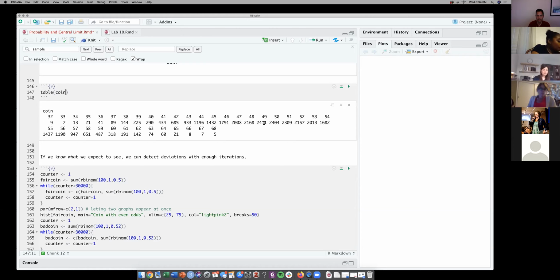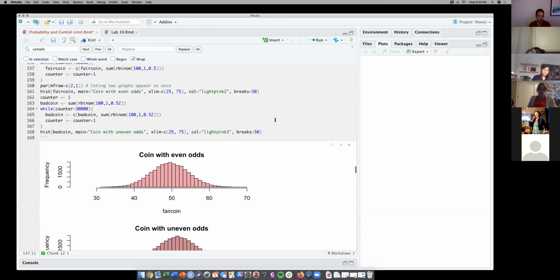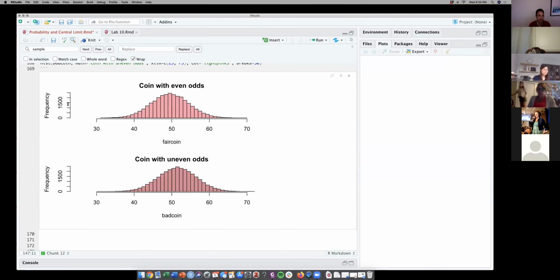So 24 and 11 for 49, 2,404 for 50. So the data might be even more spread out than you would expect, right? But all of that adds up to 30,000. And then it gets scrunched here. This is 2,500 here too, but the y-axis is a little more squished.